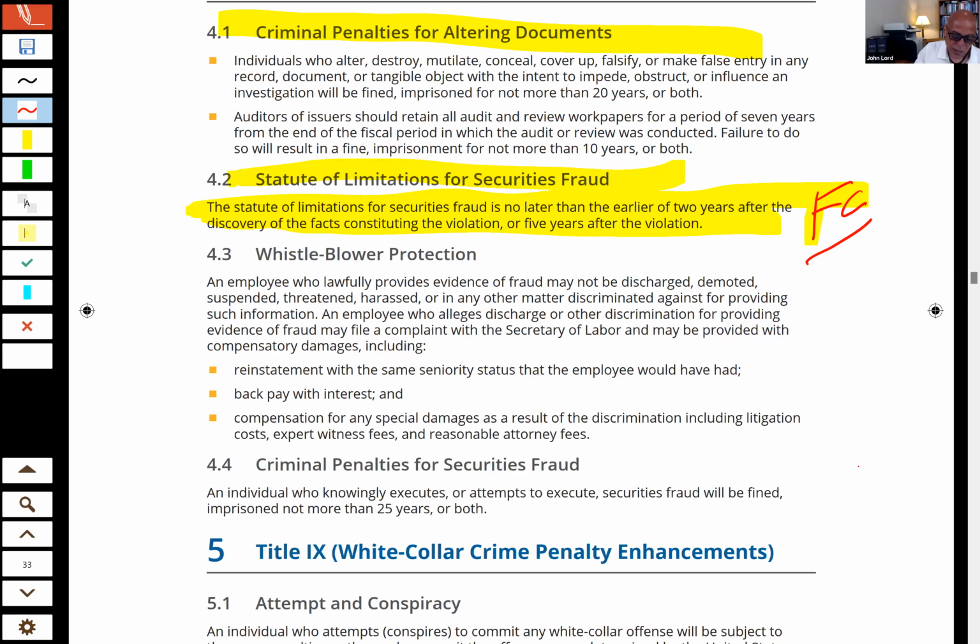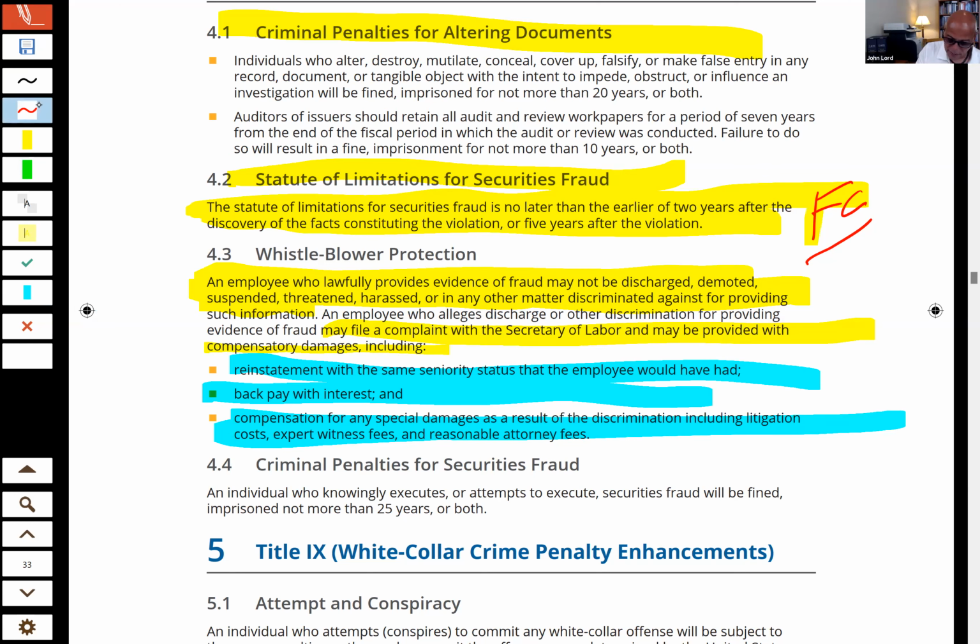And then let's take a look at employee whistleblowers. So employees who lawfully provide evidence of fraud may not be discharged, demoted, suspended, threatened, harassed, discriminated, any of that bad stuff. Okay, and they may file a complaint with the Secretary of Labor and be provided with compensatory damages, if I'm saying that correctly, including reinstatement to the position with back pay and interest and compensation for damages such as money that they have to spend on lawyers and that sort of thing. Okay, so go ahead and flashcard that.